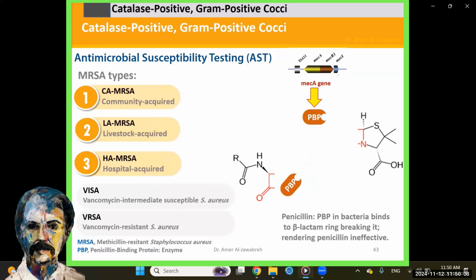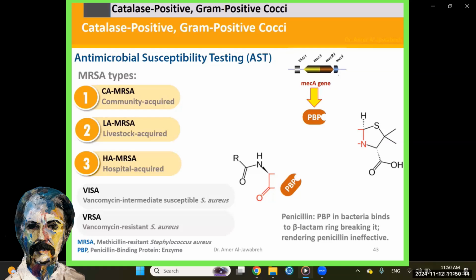MRSA has 3 types. One, CA, which is the community acquired, the one among us. And then we have the LA, livestock. What is livestock? Cattle, sheep, poultry, chicken, and so on. Animals that you raise at home for a benefit. That's livestock. Among animals, can it jump to human beings? There is a possibility. It can jump from the animal to the human being, especially if you're a farmer.